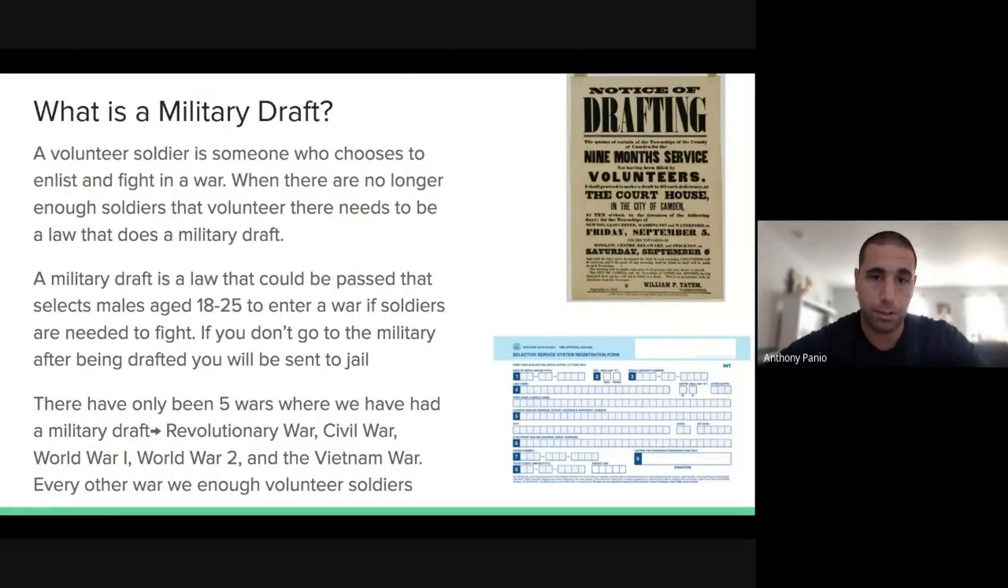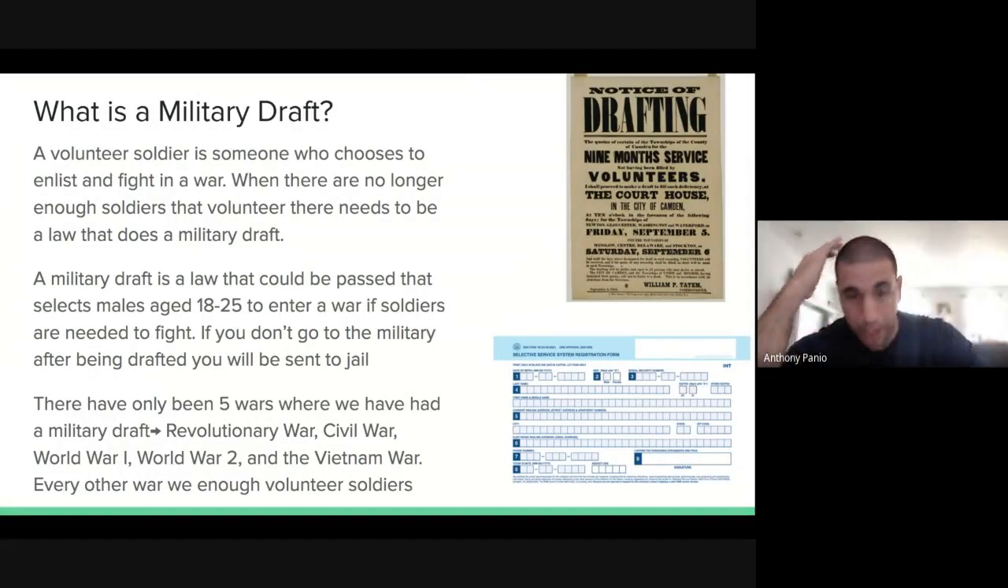Every war has this, okay? Every war is going to have volunteer soldiers. Not every war is going to have a military draft. When there are no longer enough soldiers that volunteer, there needs to be a law that creates a military draft. A military draft is a law that could be passed that selects males, right now only males, age 18 to 25 to enter a war if soldiers are needed to fight.